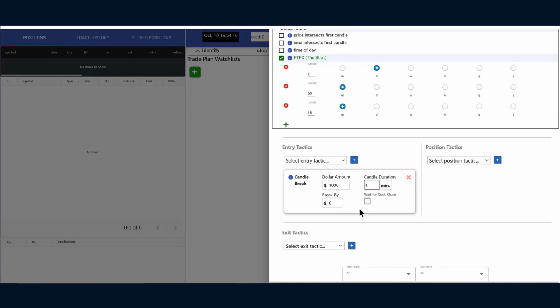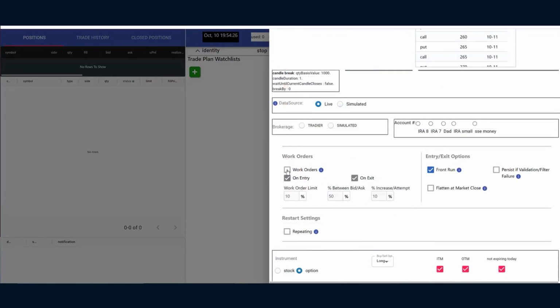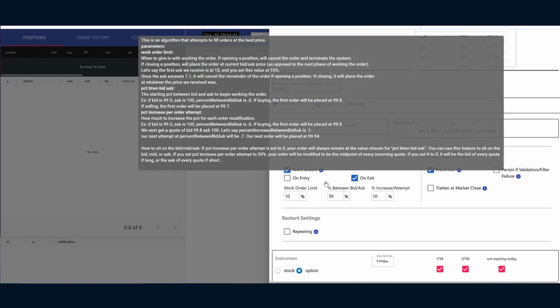One other powerful feature of orders in Trade Unafraid is the ability to work an order. By working an order, we mean that, rather than simply buying at the ask or selling at the bid, you have the ability to place a limit order inside the spread and attempt to get filled at a better price. You can specify where inside the spread you want to start, how much to move your price with each quote, and when to give up and pay the market price.